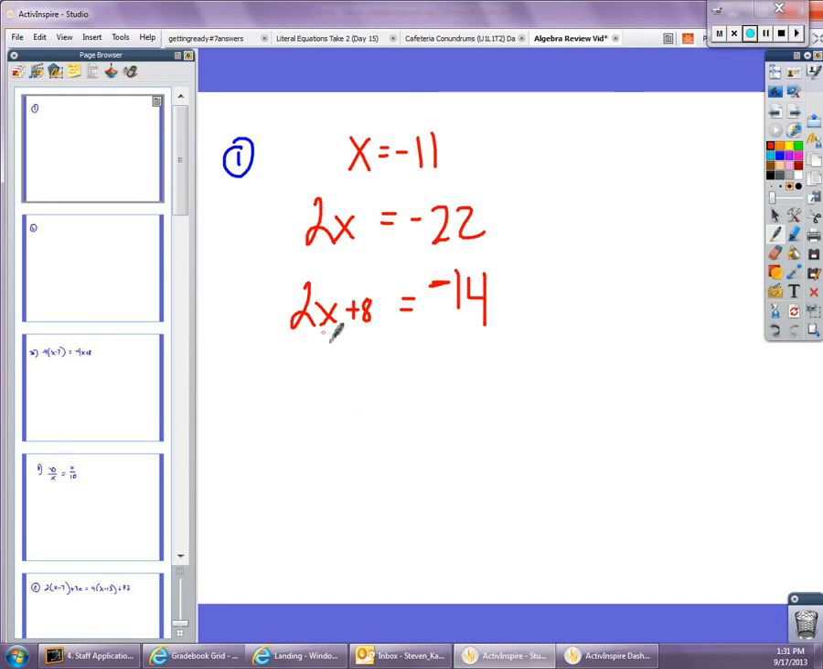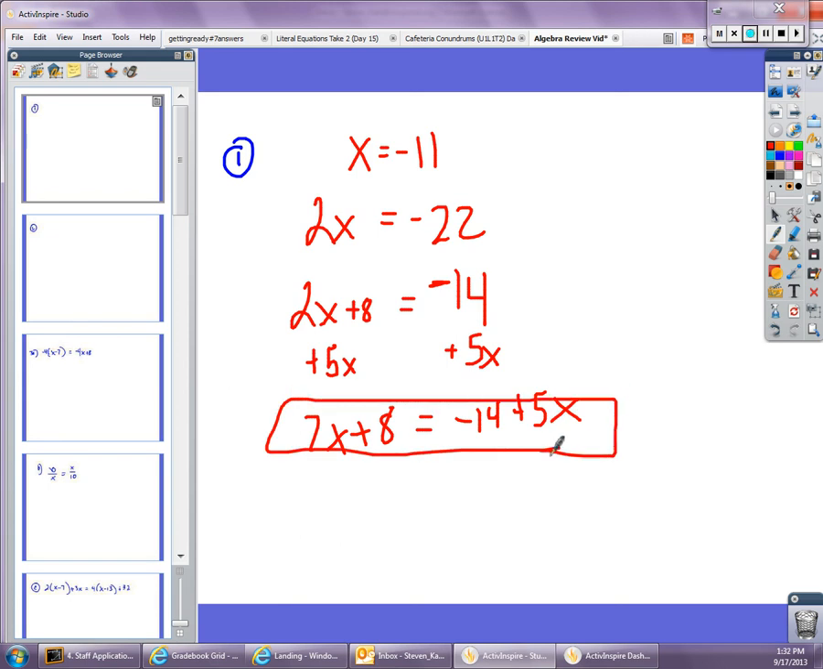But I'm going to go ahead and add 5x to both sides. So I put variables on both sides. So now I have 7x plus 8 is equal to -14 plus 5x. And if you solve this, you'll get an answer of x equals -11.